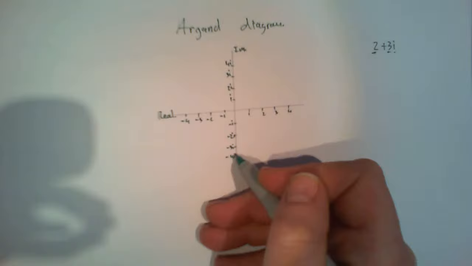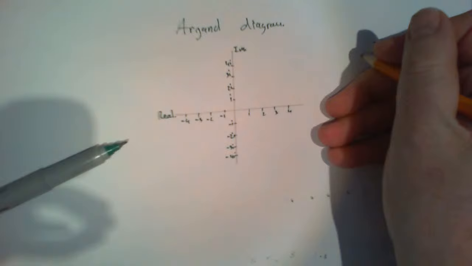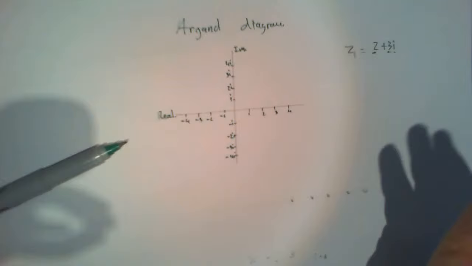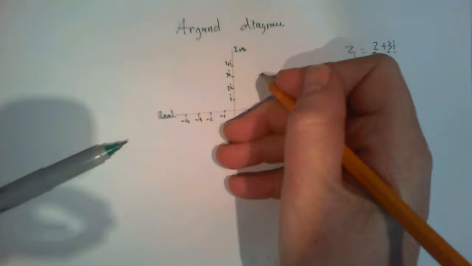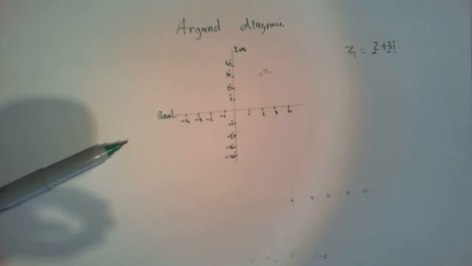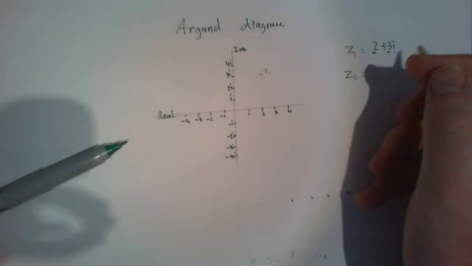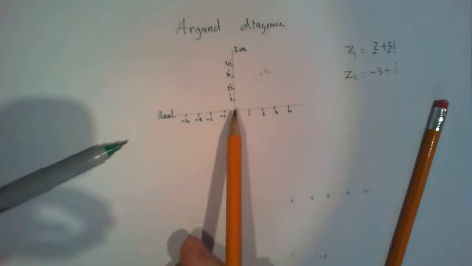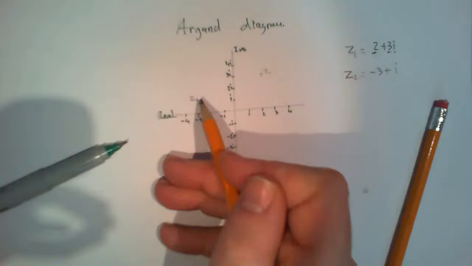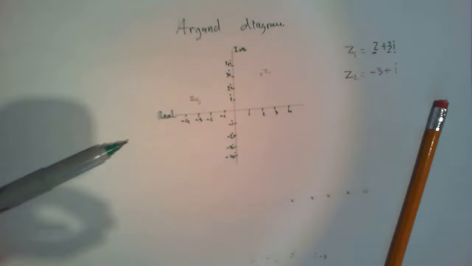So if I want to plot 2 plus 3i, let's call this one Z1. Z1 is 2 plus 3i. There's 2, and there's 3i. So that is Z1 right there. Done and dusted. Let's say I want to plot Z2, which is -3 plus i. So Z2: -3 on the real, plus i, there is Z2.